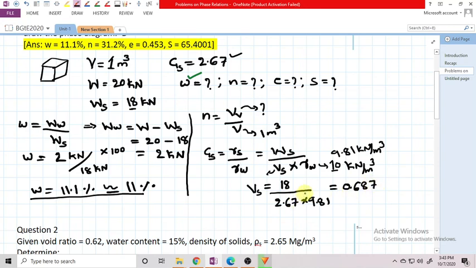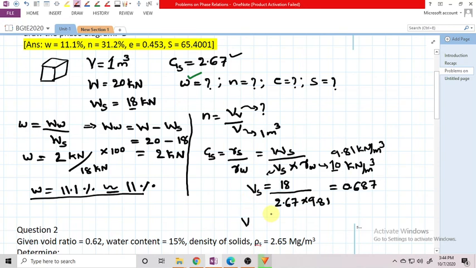0.687. Okay, so once I know the volume of solids, and I know the total volume, then I can find out the volume of voids. So now I can find out the volume of voids. So what is the volume of voids equal to?